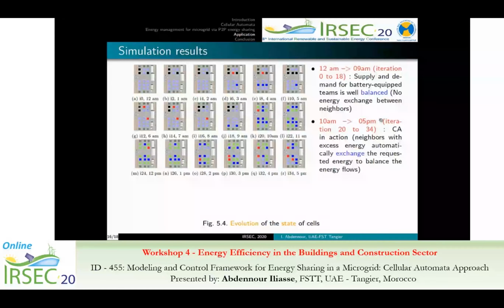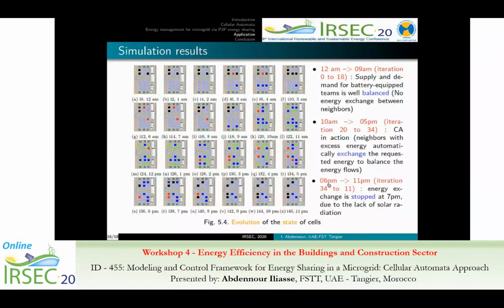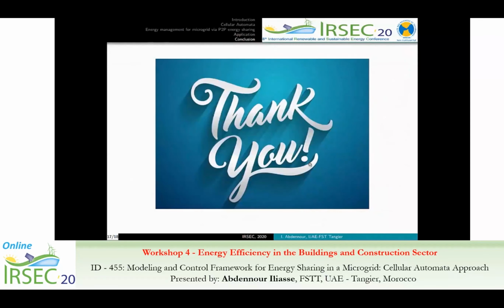And the second part, from iteration 20 to 24, solar automata is in action. Neighborhoods with excess energy automatically exchange the requested energy to balance the energy flow. And the last part is from 6 p.m. to 11 p.m. Energy exchange is stopped at 7 p.m. due to the lack of solar radiation. That's all. Thank you for your attention.